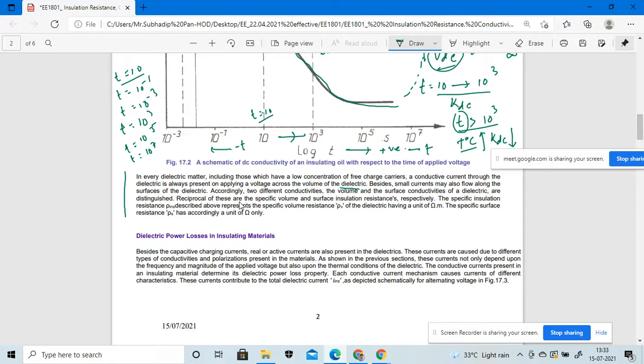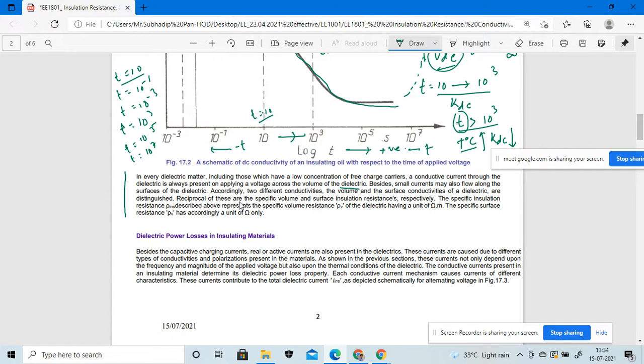That means the selection of the dielectrics is very important. Besides, a small current will flow along the surface of the dielectrics. That particular current will be considered as a leakage current. Some leakage current may flow during this operation, and some leakage current will flow through the dielectric. That current value will be very small.